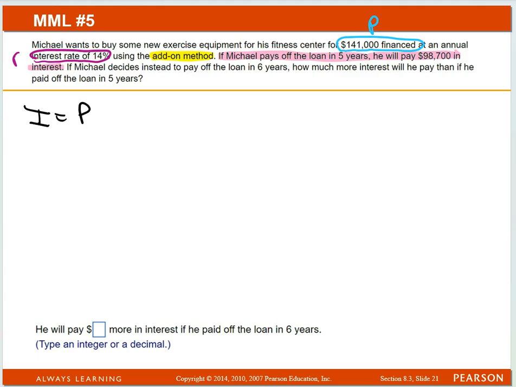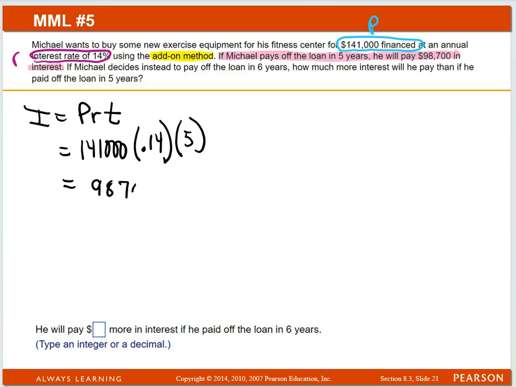Interest is equal to principal times rate times time. The principal is $141,000. The interest rate is 0.14, and they're saying he pays it off in 5 years. So I grabbed my calculator and I did that multiplication, and I got $98,700. Well, look at that. They're right. Okay, fine. So that is what they just said, all in that pink there, okay?